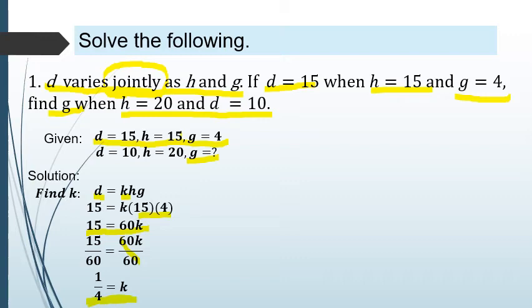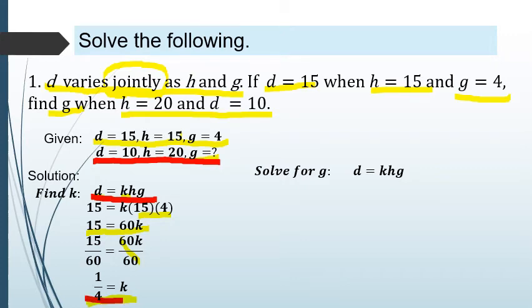So, this time, since nakuha na natin ang value ng K, isosolve na natin ang value ng G. So, paano kukunin? Gamitin ulit ang mathematical equation na D equals KHG or D equals K times H times G. So, ngayon, ito ang gagamitin natin. Papalitan ang D ng 10, ang H ng 20. And of course, ang K ay 1/4. Magkakaroon tayo ng 10 equals 1/4 times 20 times G.